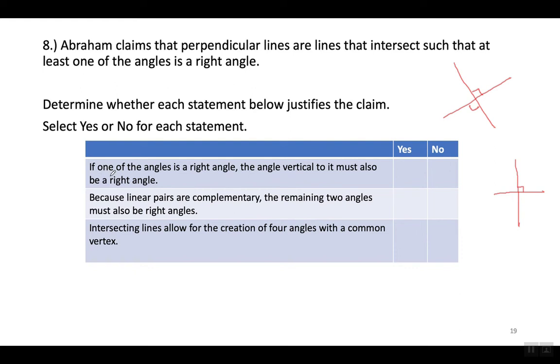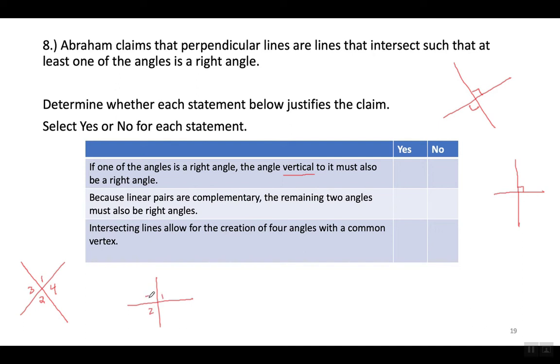So the first option, if one of the angles is a right angle, the angle vertical to it must also be a right angle. Now, you may have forgotten what that means because this is from middle school, I believe. Okay, vertical angles would be this. When you have vertical angles, let me put a number. Let me say the number 1 and 2. Vertical angles would be like these two angles are vertical and these two angles are vertical. And when you have vertical angles, this angle always equals this one. So angle 1 would equal angle 2, and angle 3 would equal angle 4. Those are vertical angles.